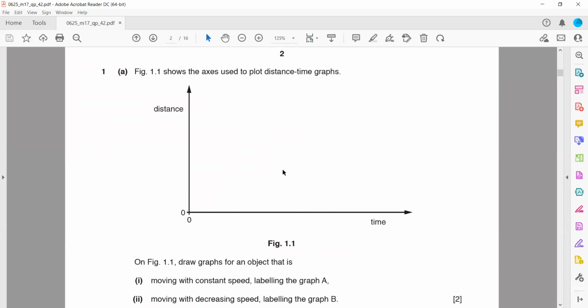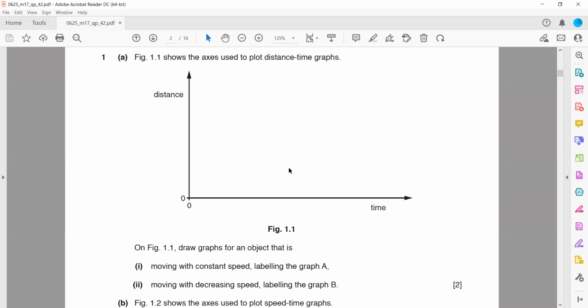The first one, figure 1.1, shows the axes used to plot a distance time graph. On the figure, draw a distance and time graph for an object moving at a constant speed and decreasing speed. Use screen annotation to sketch the graph for constant and decreasing speeds.